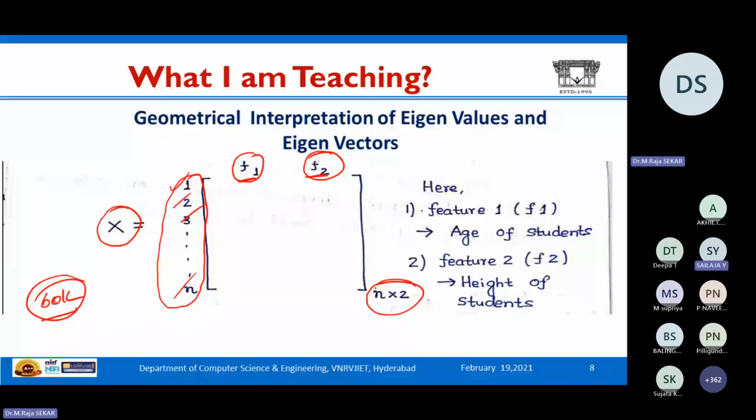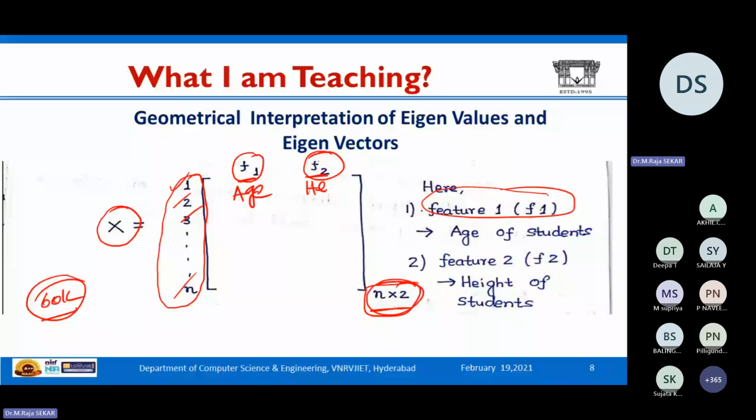What is the order of this matrix? The order of this matrix is n cross 2. There are n rows and 2 columns. Suppose we have a data set of students which comprises 2 features. What are the features? One feature is height and another feature is age. What is my feature 1? Age of the students. What is my feature 2? Feature 2 is height of the students.